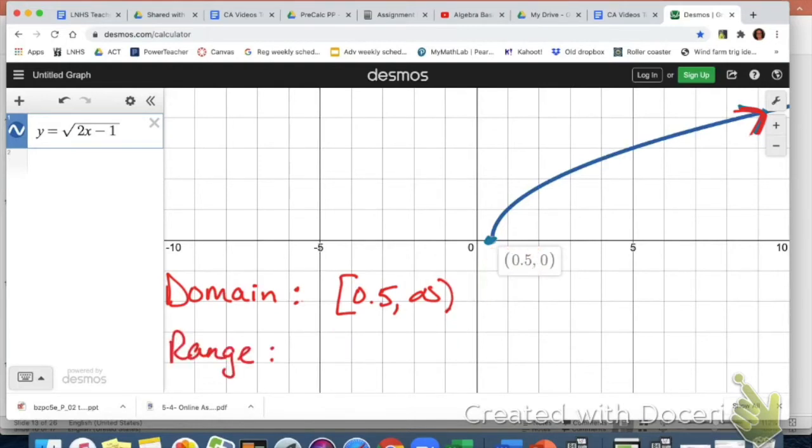And range includes all of the y values. So you're thinking about the y-axis. You're going up and down on the y-axis. I want the lowest point and the highest point of this graph. So the lowest point is right here, and on the y-axis, that's 0. And then the graph is going up forever, so it's going up to infinity. So my range is 0 to infinity.